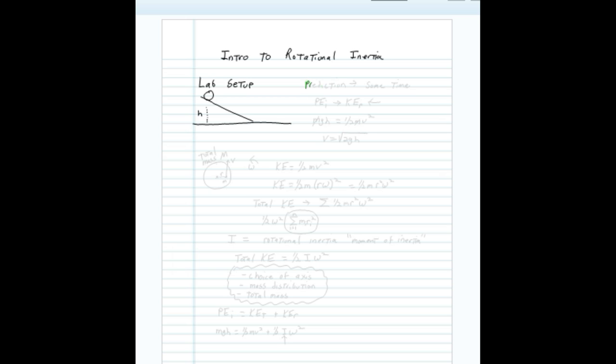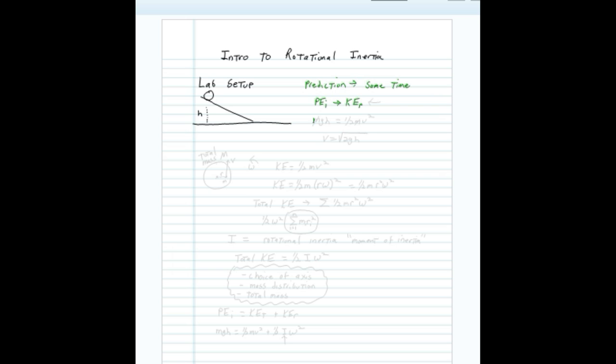So the prediction for most students was that they would land at the same time at the bottom. And I would think that for most students, the reason for that is they think back to what they know about energy, and they say, well, at the top, the object has all potential energy, and all of that energy turns into kinetic energy.